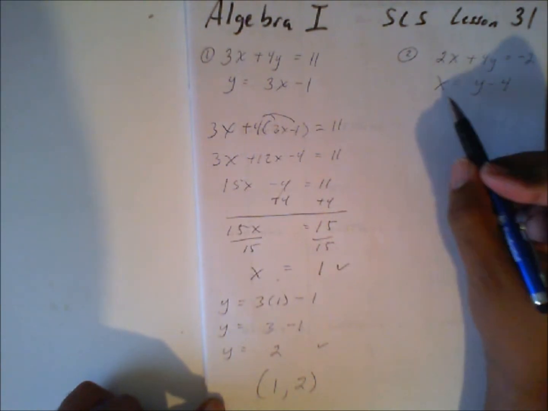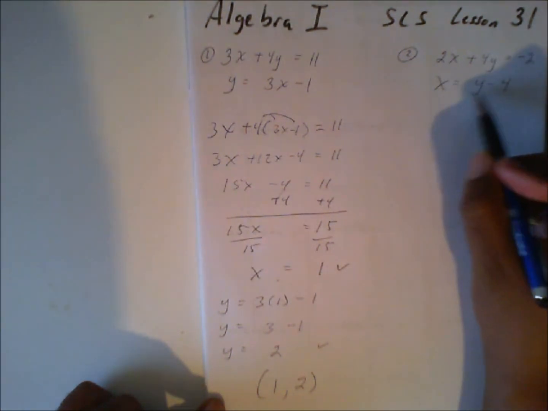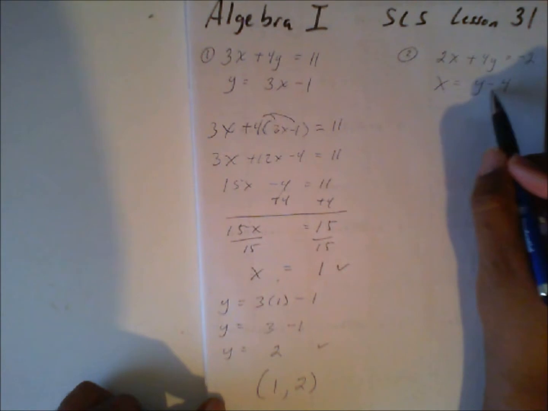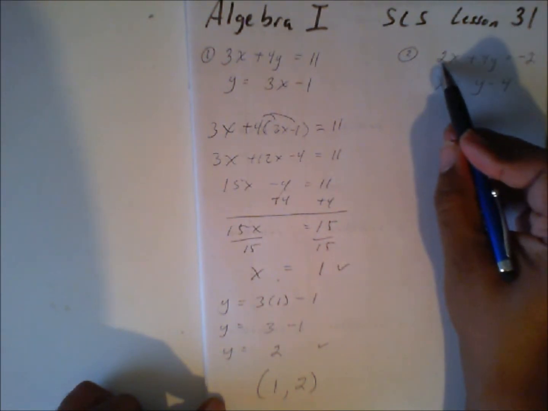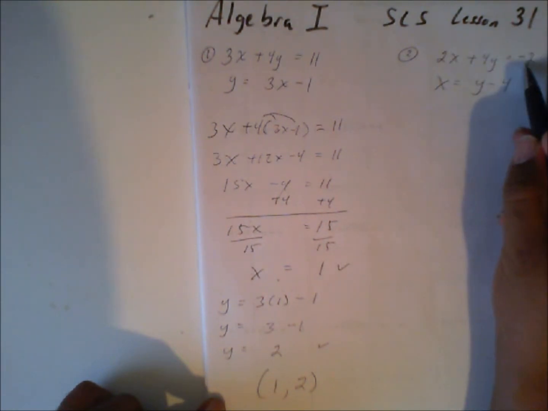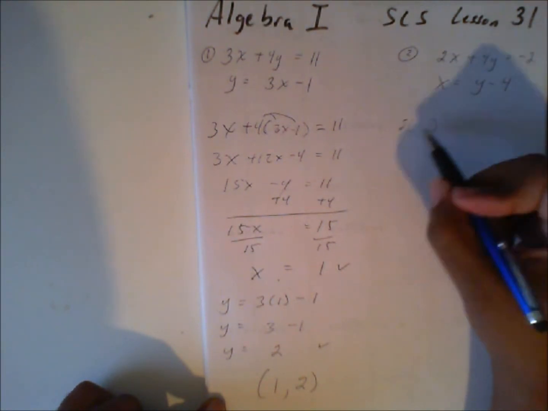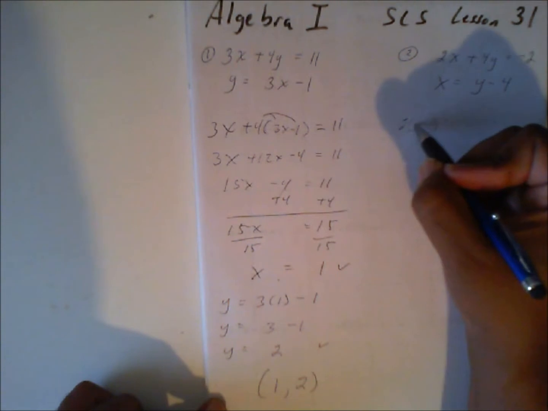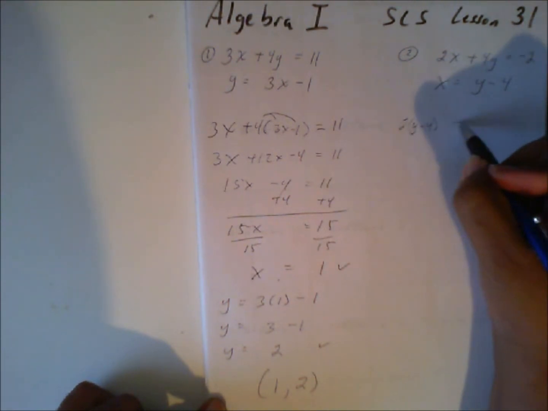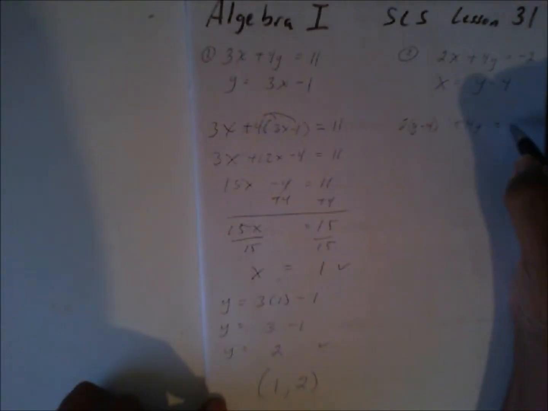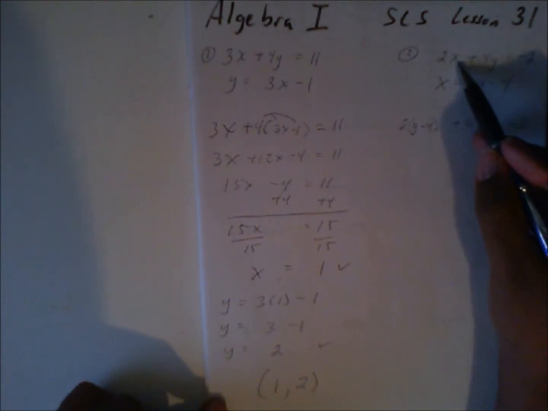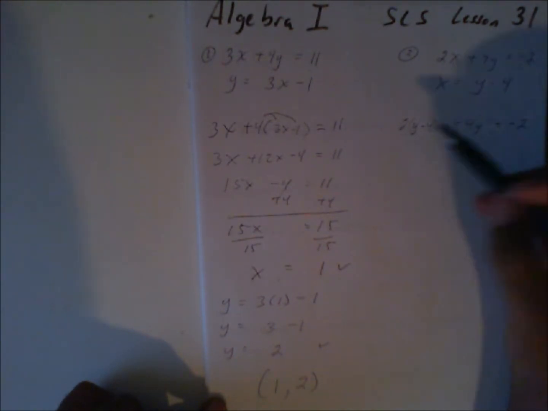Here, we're going to use x for substitution. So everywhere we see an x, we're going to put y minus 4. So here's our 2x plus 4y equals negative 2. We're going to replace the x with a parenthesis and place inside the parenthesis the y minus 4. Then plus 4y, and then equals negative 2. And this x has been replaced here.